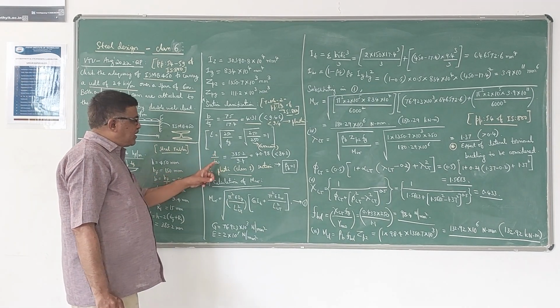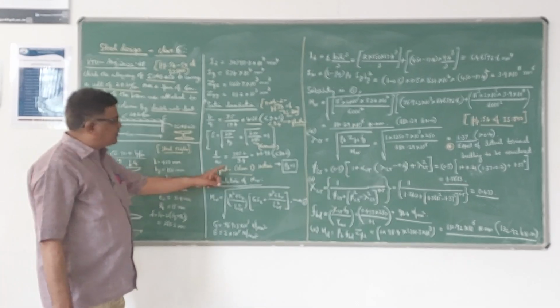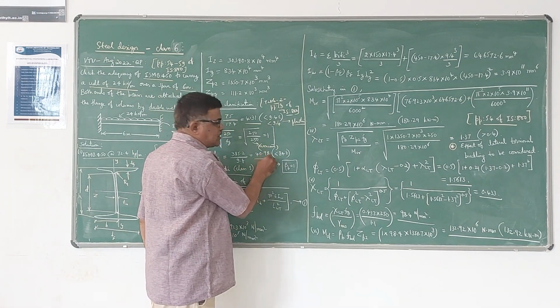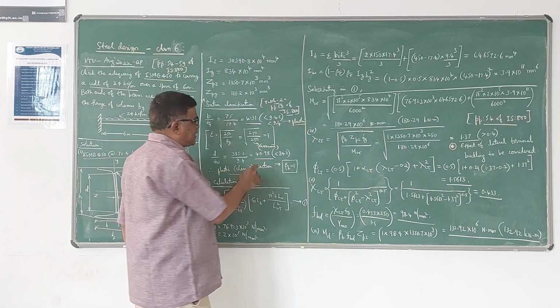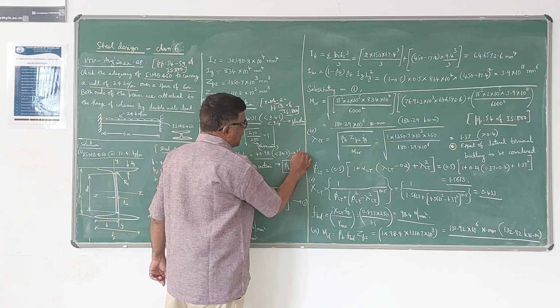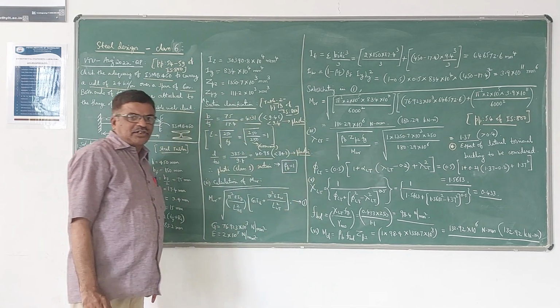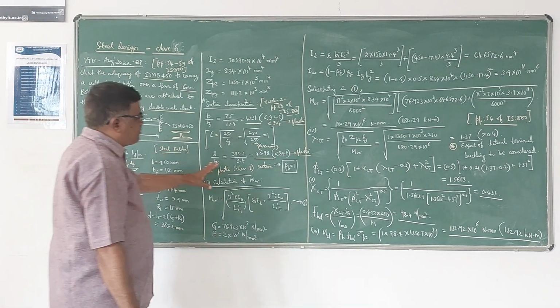Then d by tw for the web. So d here is 385.2 divided by thickness of 9.4. You are going to get 40.98. Once again, the limiting value is 84 epsilon. It is definitely less than 84. So therefore, this is also plastic. So we can conclude that both flange and web are plastic sections. So therefore, the entire section is a plastic section.